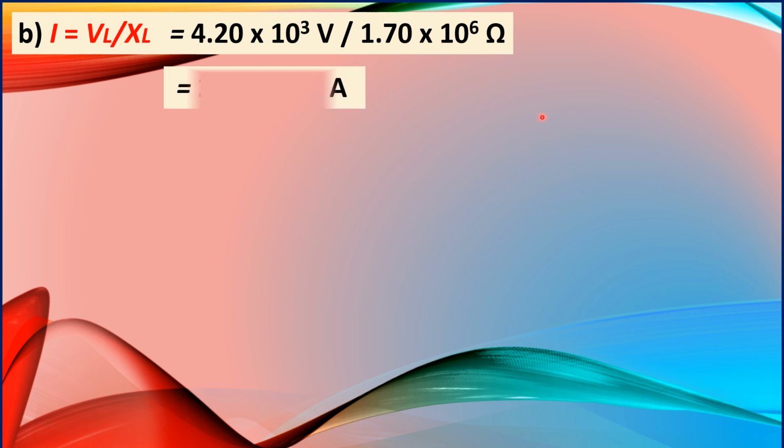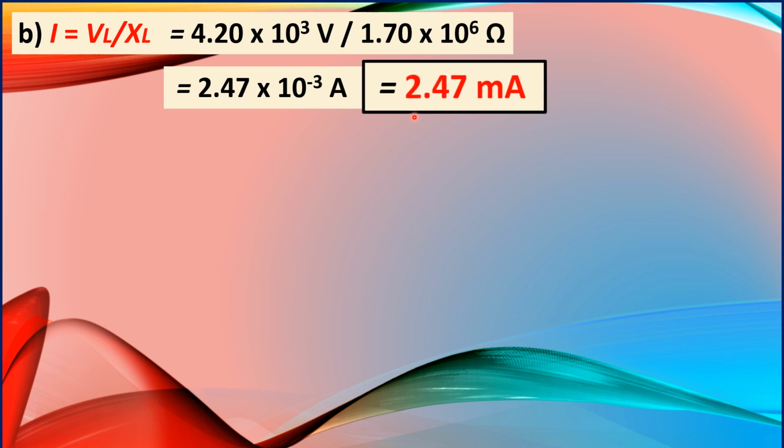So simplifying, we will get the value of the maximum amount of current in the inductor, also called the current amplitude, which is equal to 2.47 times 10 to the negative 3 amperes, or simply equal to 2.47 milliamperes.